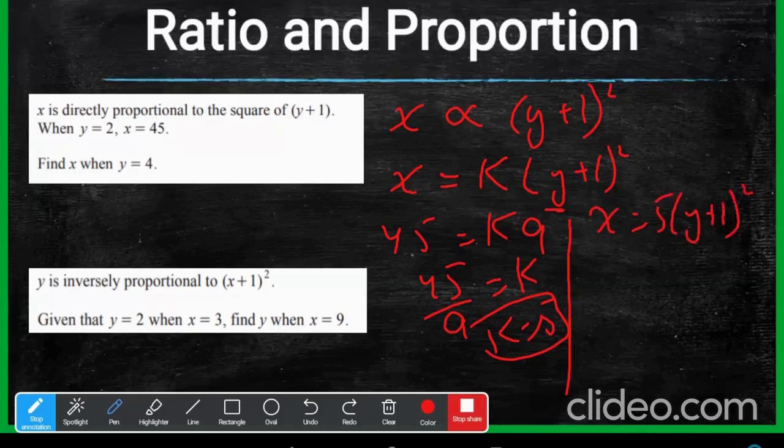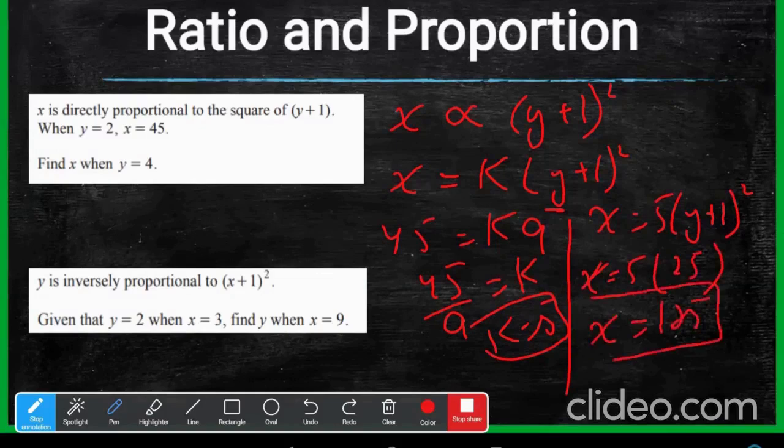Now what we have to find is the value of x when y is equal to 4. x is equal to 5 times (4 plus 1) whole square. 4 plus 1 will become 5, 5 square will be 25. So 25 multiplied by 5 will be 125. The value of x is 125. So I hope everything is clear in this question.